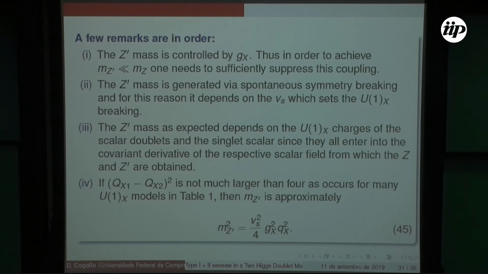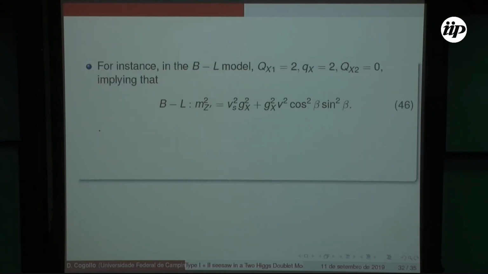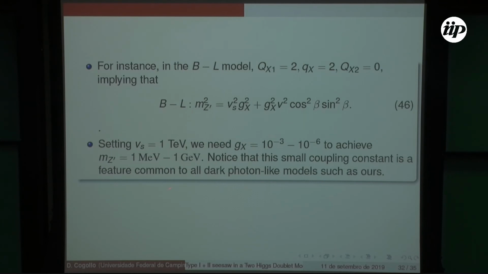The Z prime mass is generated via spontaneous symmetry breaking, and for this reason it depends on v_S. We said that U(1) spontaneous symmetry breaking. And the Z prime, of course, depends on the charges of the doublets and the singlet. In the case that this value is small, we have this value for the mass of the Z prime boson. As I said, we work in the limit that this gauge boson is lighter than the Standard Model one. In the B-L model, the mass of the Z prime boson is given by this relation. If we work in this range of masses, we need to have a value for g_X in this range also.